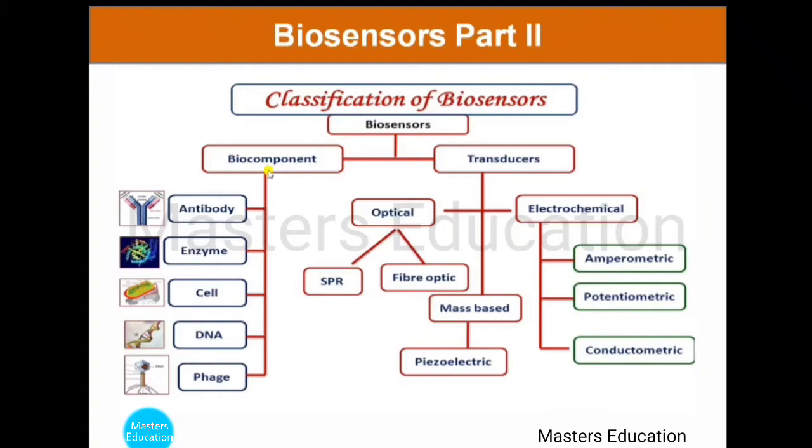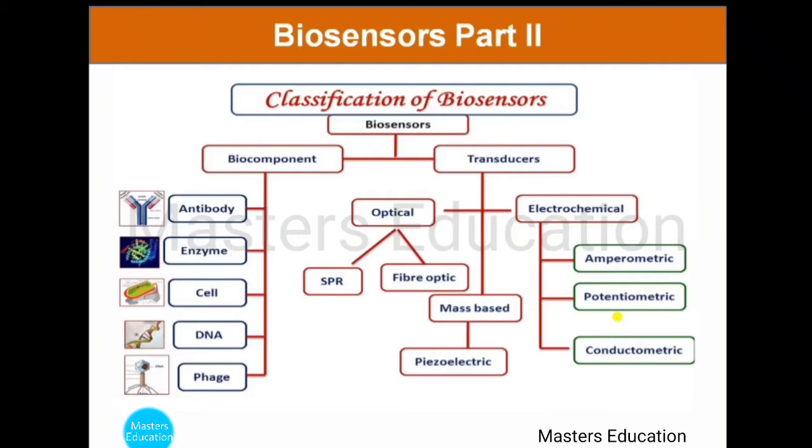According to the biocomponent, it is classified as antibody biosensor, enzyme biosensor, cell, DNA, phage biosensor. And according to the transducer, it is classified or divided into optical biosensors, piezoelectric biosensors, and electrochemical biosensors. Electrochemical is further divided into three types of biosensors: amperometric biosensors, potentiometric biosensors, and conductometric biosensors. These are different types of biosensors.